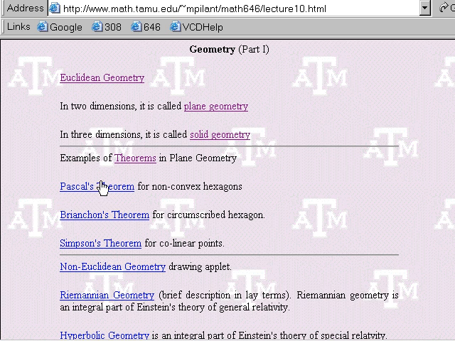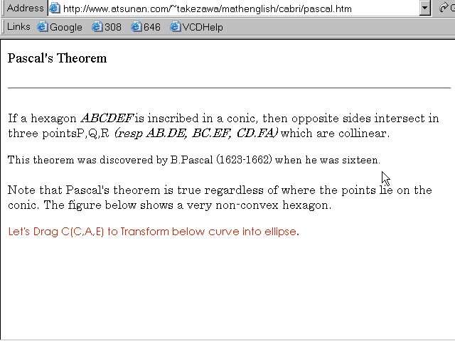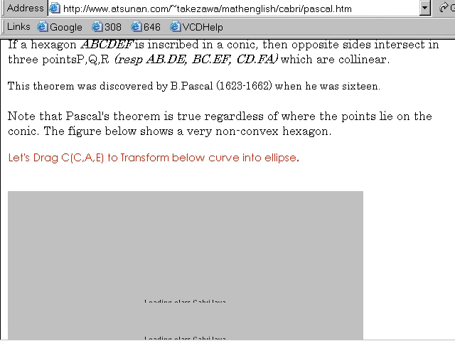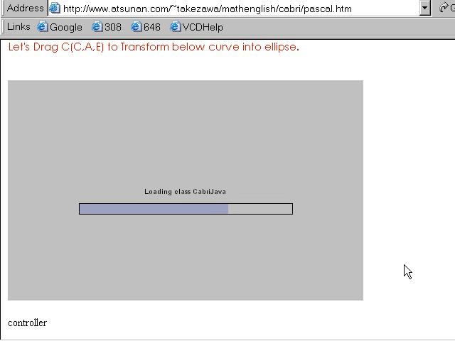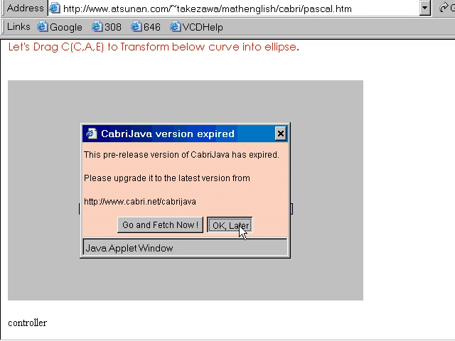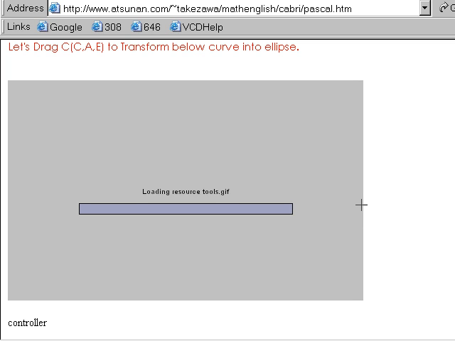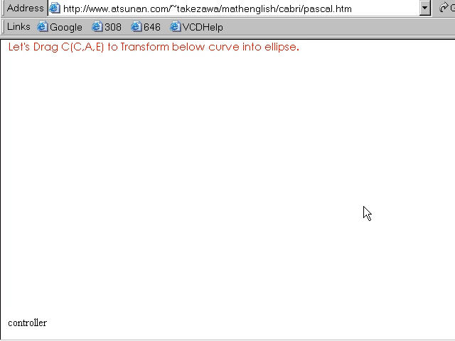Now, to show an example of the kind of thing you can do on the web with this, if you click on Pascal's theorem, this downloads a Java applet. This is kind of a neat applet because you can play it like a movie and you can also interact with it. Of course, everyone's downloading at the same time, so it'll be very slow.